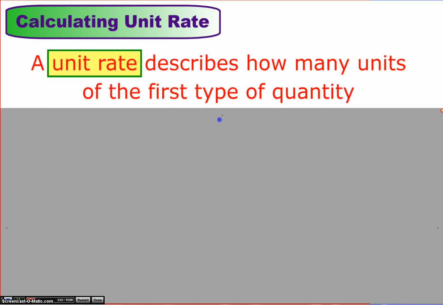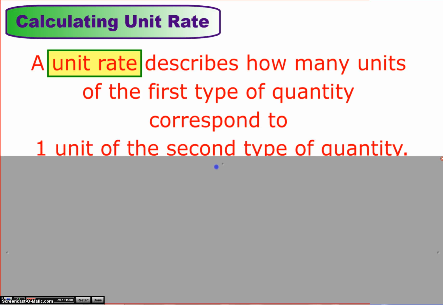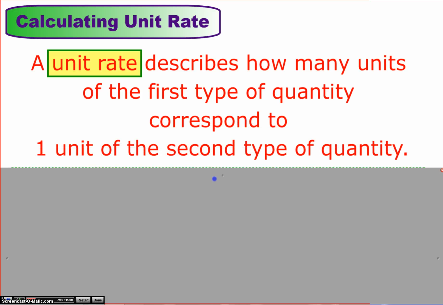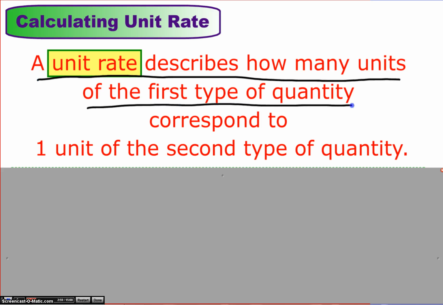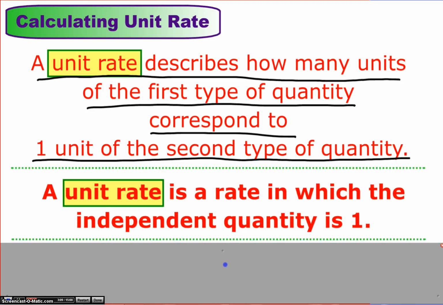Go to the bottom of the foldable now. It says a unit rate describes how many units of the first type of quantity corresponds to 1 unit of the second type of quantity. So make sure you put a 1 in that first blank. And make sure you underline the definition. The definition is important. Then it wants to know a unit rate is a rate in which the independent quantity, so you're writing independent in that second blank, is a quantity of 1.